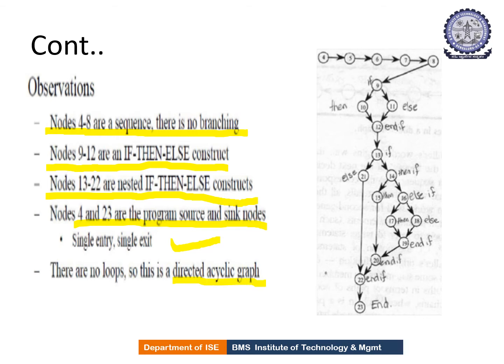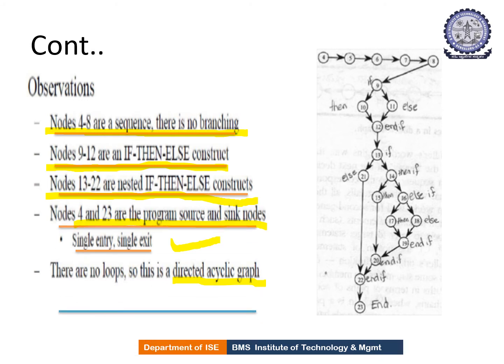There are no loops, so this is called a directed acyclic graph. Now we'll see some of the observations anybody would want to note from the program flow graph. Nodes 4 to 8 are a sequence, 9 to 12 are if-then-else, and 13 to 22 are nested if-then-else. Nodes 4 and 13 are the source and sink, which is a single entry and single exit. Since there are no loops, it is called a directed acyclic graph.